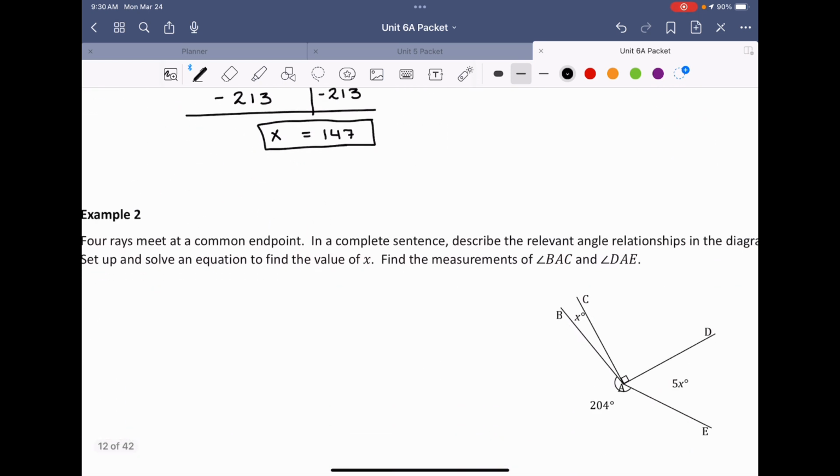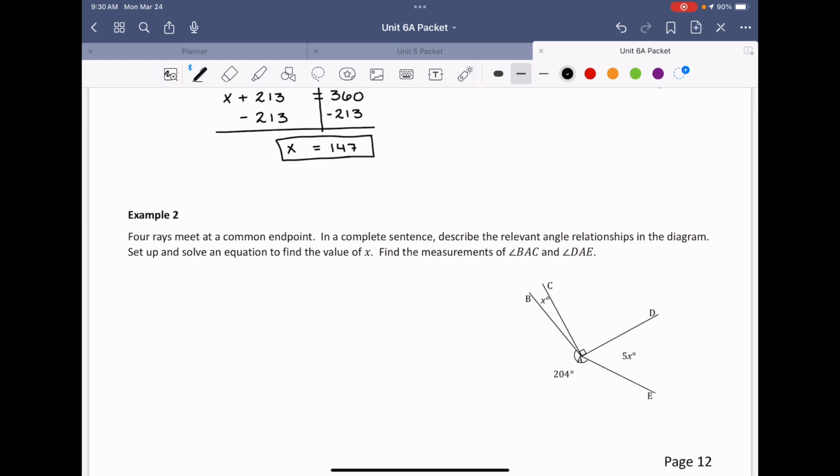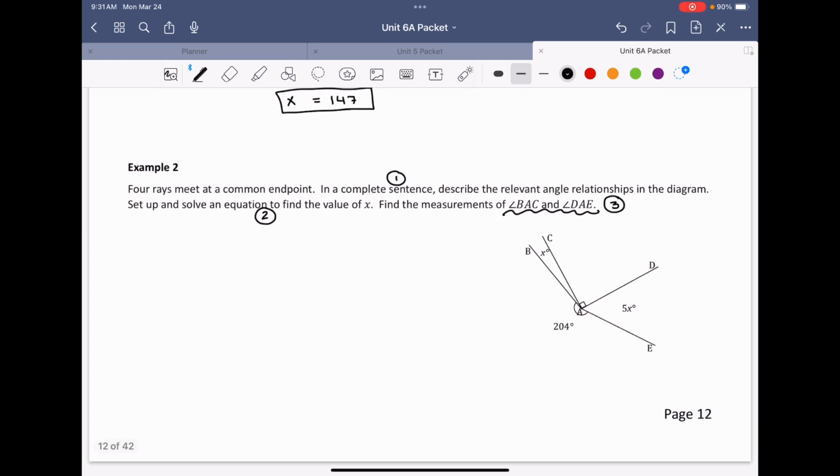Example 2. It says 4 rays meet at a common endpoint. In a complete sentence, describe the angle relationship, set up and solve an equation to find the value of x, and find the measurements of angle BAC and angle DAE. So complete sentence first, equation to find x, and then we also have 2 specific angles that they want us to find. So let's mark up our diagram first.